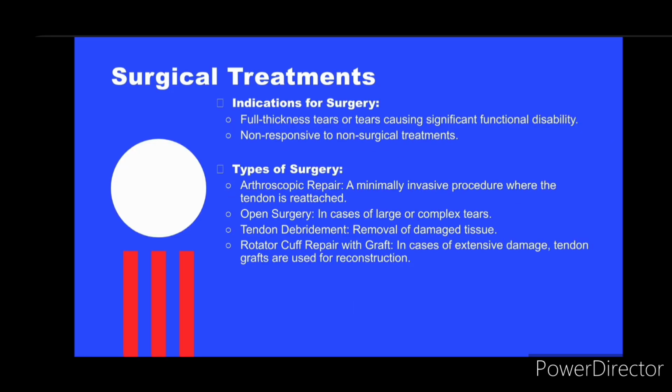Surgical treatments. Indications for surgery. Full thickness tears or tears causing significant functional disability. Non-responsive to non-surgical treatments. Types of surgery. Arthroscopic repair, a minimally invasive procedure where the tendon is reattached. Open surgery, in cases of large or complex tears. Tendon debridement, removal of damaged tissue. Rotator cuff repair with graft. In cases of extensive damage, tendon grafts are used for reconstruction.